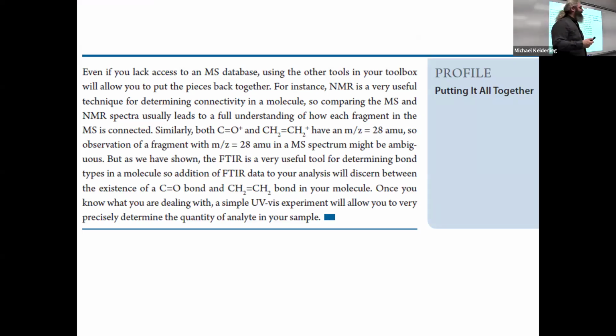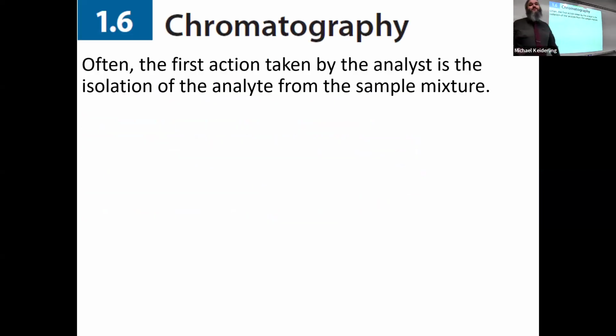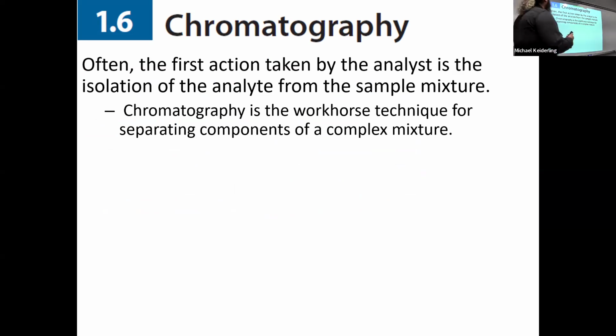And if you lack access to mass spec, you can use other tools to put things together. So NMR is very useful for determining connectivity, so you can figure things out about the fragments. FTIR can tell you bond types, NMR can figure out connectivity, so you can combine them. And then quantity, you can figure out with meters. But often you're dealing with a mixture. So the first step is to isolate the ion. And that's what chromatography is.